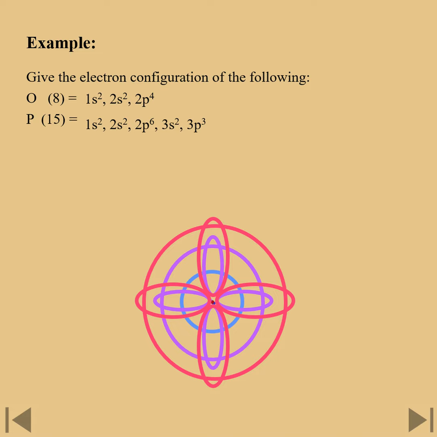Now, there's a way we can double check to make sure we didn't make any mistakes. Let's count those electrons. So we had 2 and 2 and 6 and 2 and 3. 2 and 2 and 6 is 10, and 2 and 3 is 15. So yeah, we've got all 15 electrons. So we can always double check when we're done by counting those electrons.